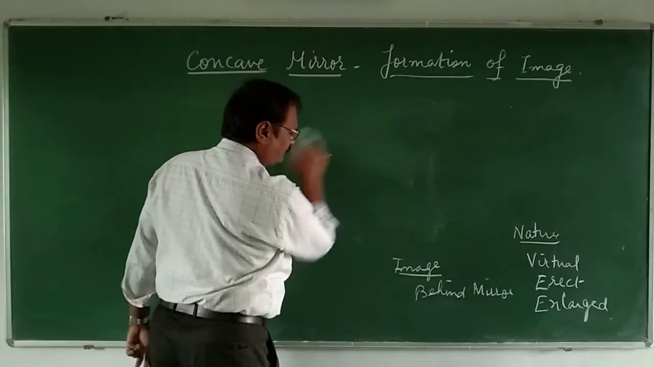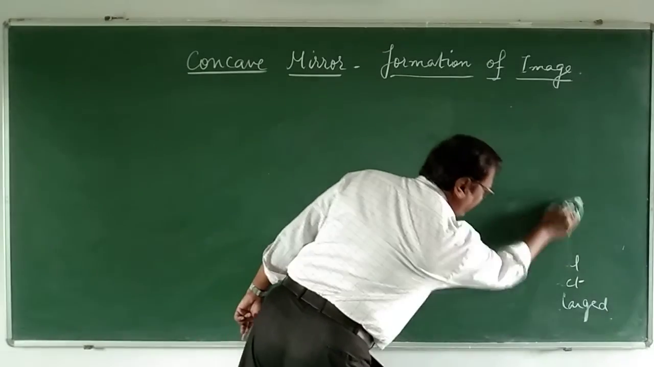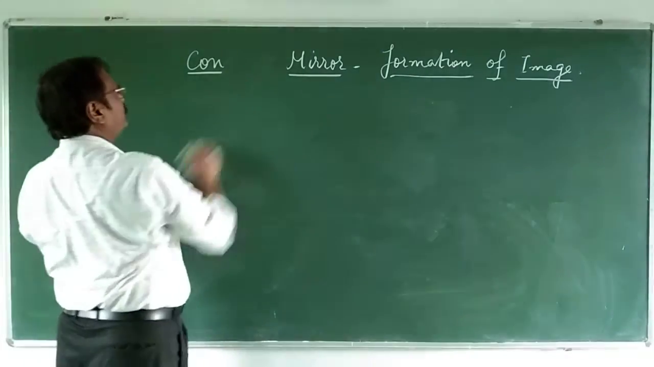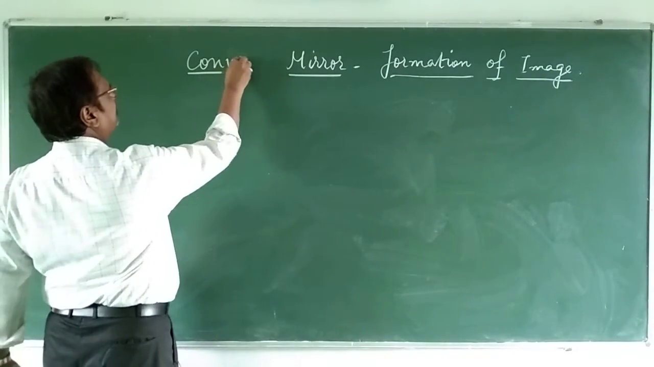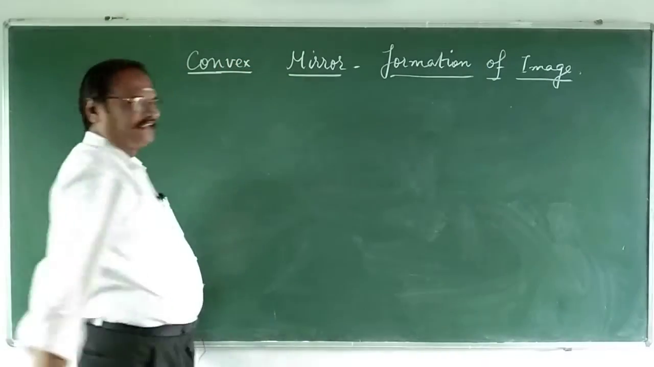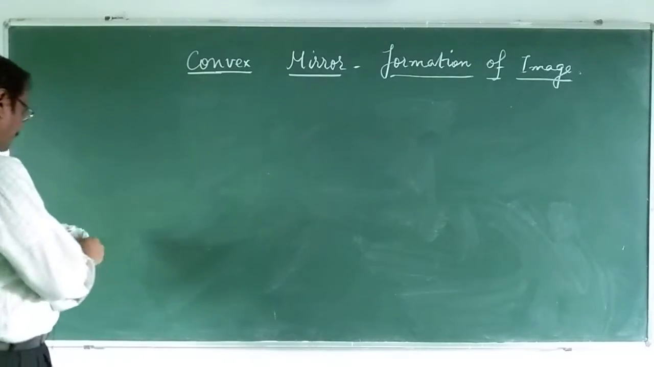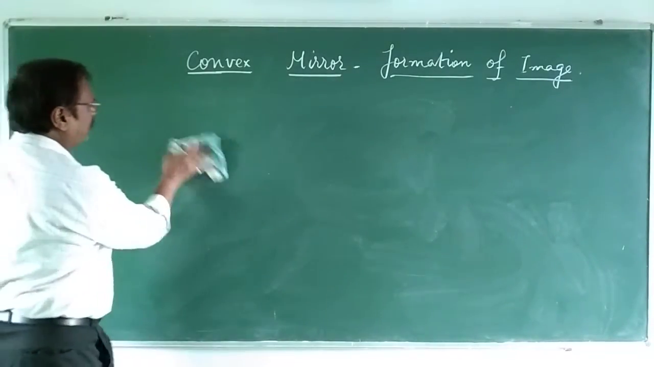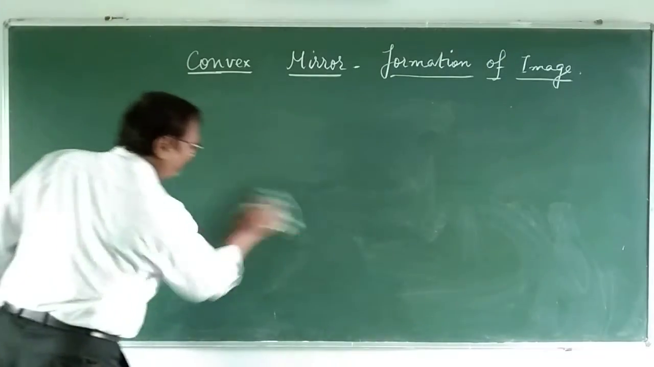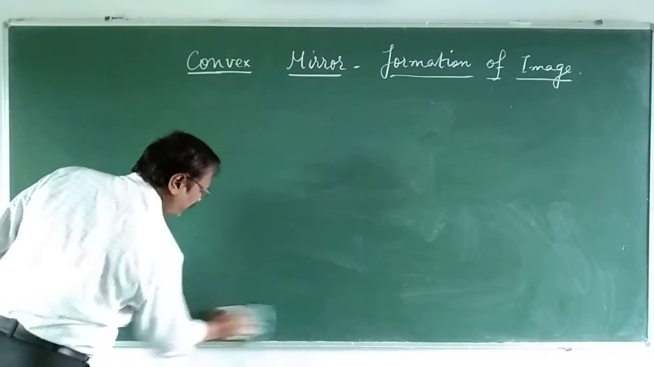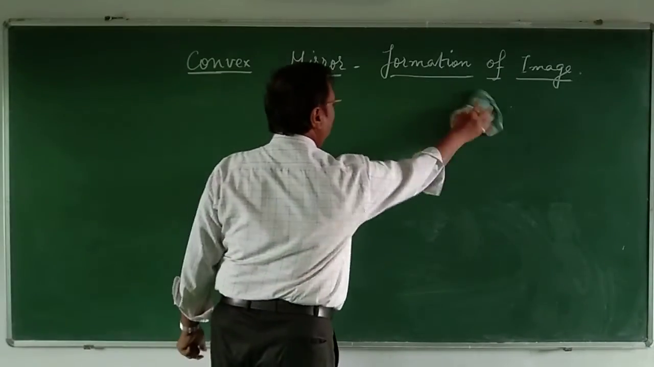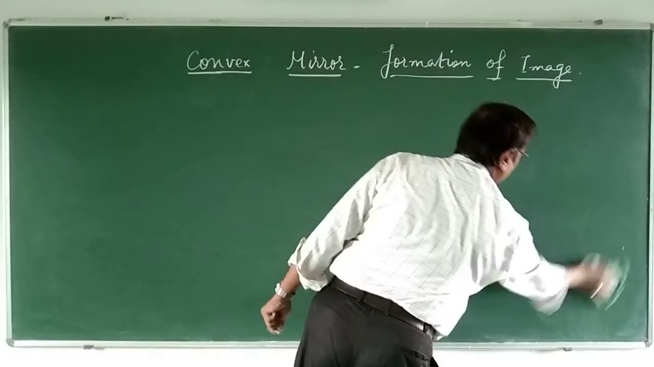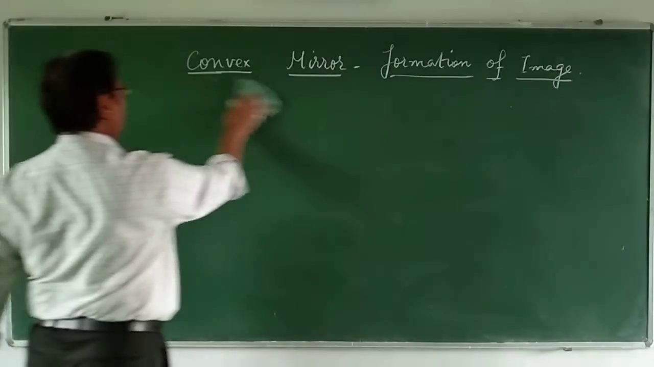Okay. So now I'm going to take the convex mirror. In a convex mirror, we have only one case. We don't have so many cases. Only one case we have, whereas in a concave mirror, as it forms the real image, you have the positions infinity, beyond C, at C, between F and C, and also at F and within focus, right?